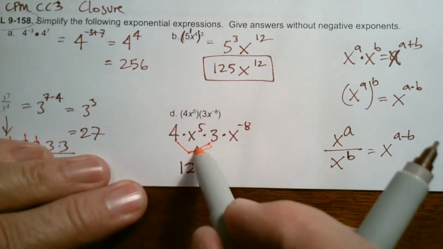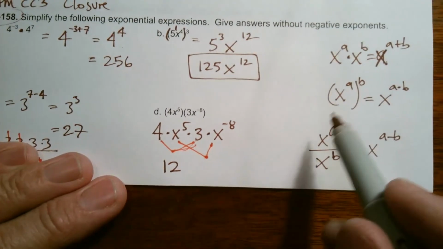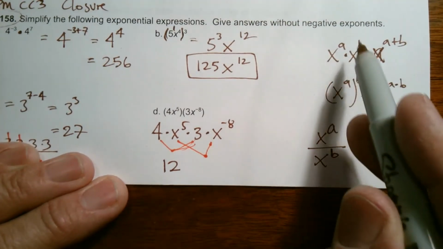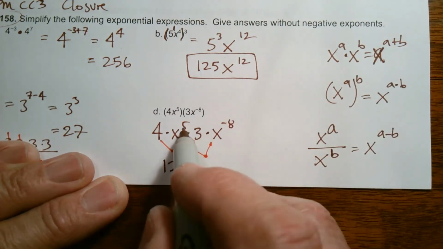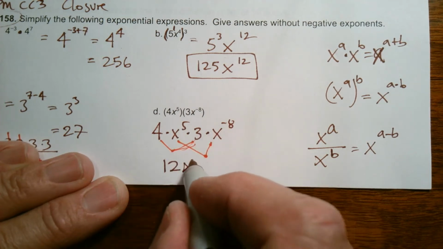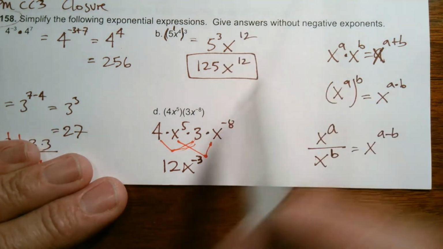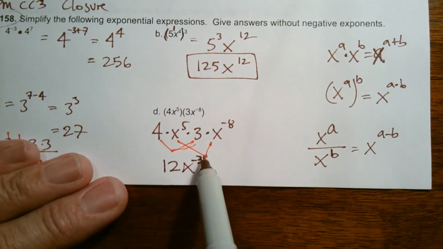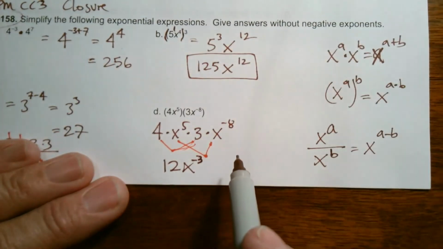And then also the x's have like bases, and we go back to this rule over here. When I multiply like bases, I add the exponents. So this becomes x to the 5 plus negative 8, which is negative 3. So those end up there. Now the thing is, 12x to the negative 3 is an answer, but it's not completely done because it wants no negative exponents.